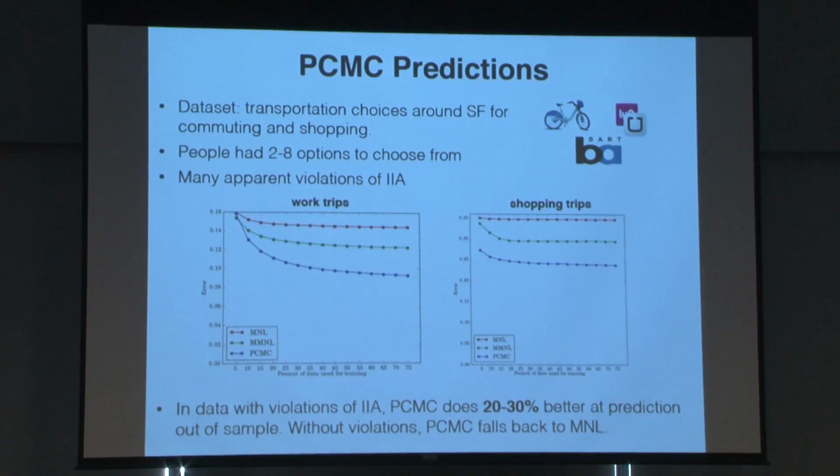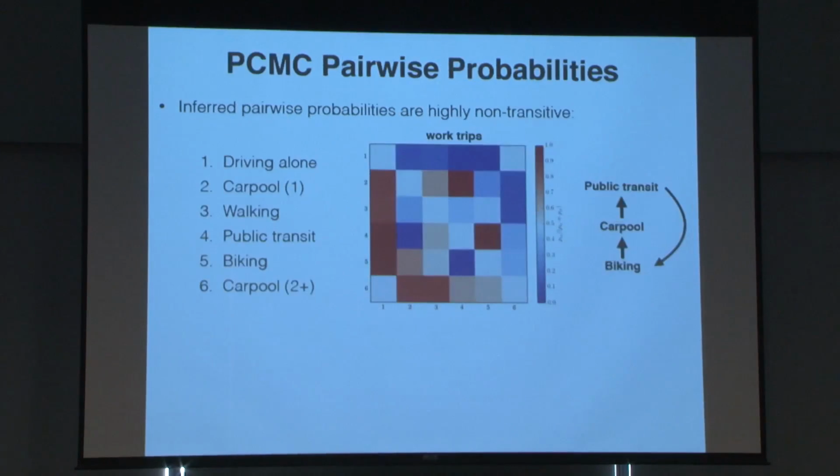An interesting property of this model is that if you have IIA, then this model reduces to MNL. So if you run this model on data generated from a multinomial logit, you just do as well as multinomial logit. You have a little bit less statistical efficiency as you're learning because you have more parameters, so you're kind of lagging it, but you have the same rate of learning.